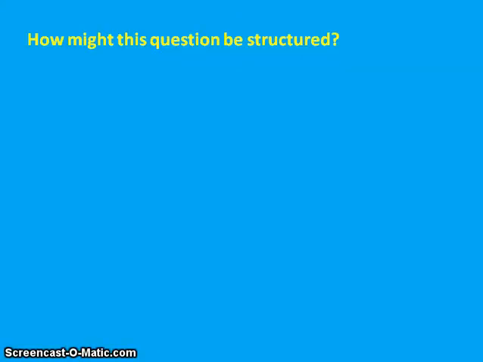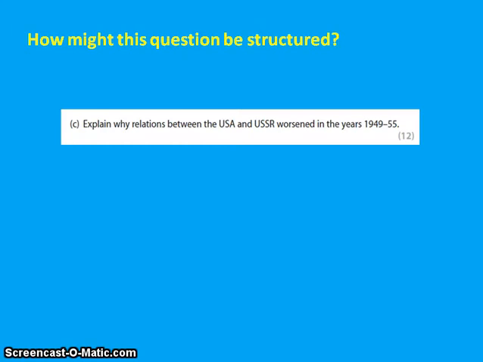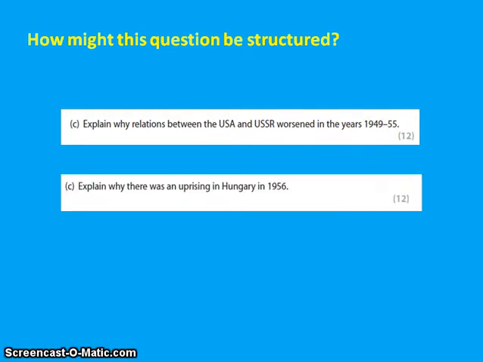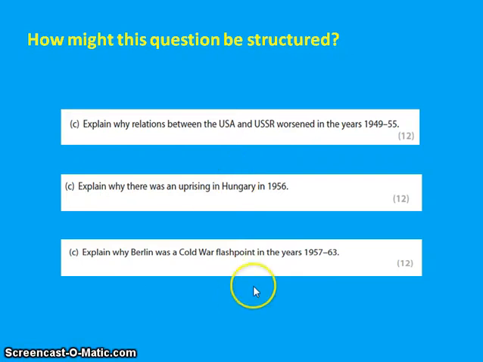Now, it can be asked in a variety of ways, and sometimes that trips students up. So the first variation that you can get is a question like this, where it asks you to explain why relations between the USA and the USSR worsened, and it gives you a time frame. So for example, here we've got 1949 to 1955. The other variation that you can get is where you're asked to explain why there was an uprising in Hungary in 1956 in this instance, or to explain why something else happened. And finally, you've got this question, which is explain why Berlin was a Cold War flashpoint in the years 1957 to 63. And that word flashpoint is something that we see quite a lot in the questions.